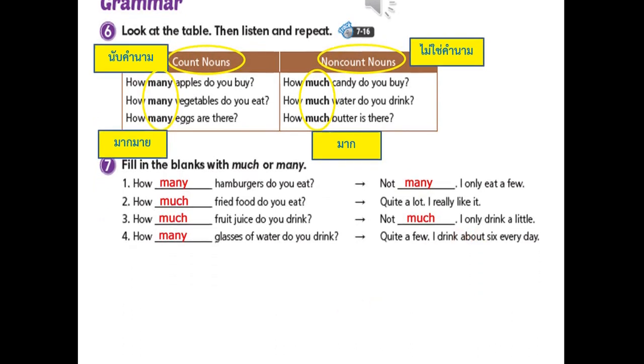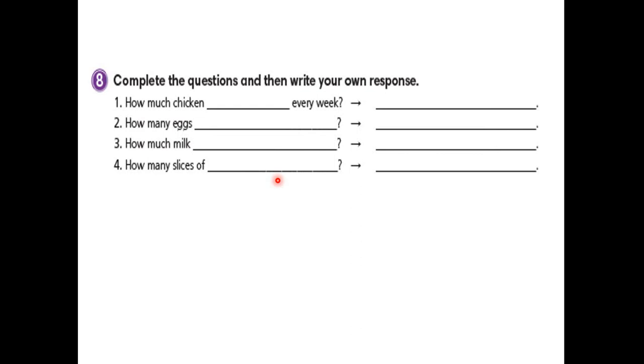Okay, next let's go to the last part of the activity in Unit 7, letter E. We have here, complete the questions and write your own response. In this part of our activity, you can make your own answers, but I'll just guide you how to do it. Okay, so let's start. Question number 1, how much chicken blank every week? Now the word chicken, can we eat it or can we drink it?